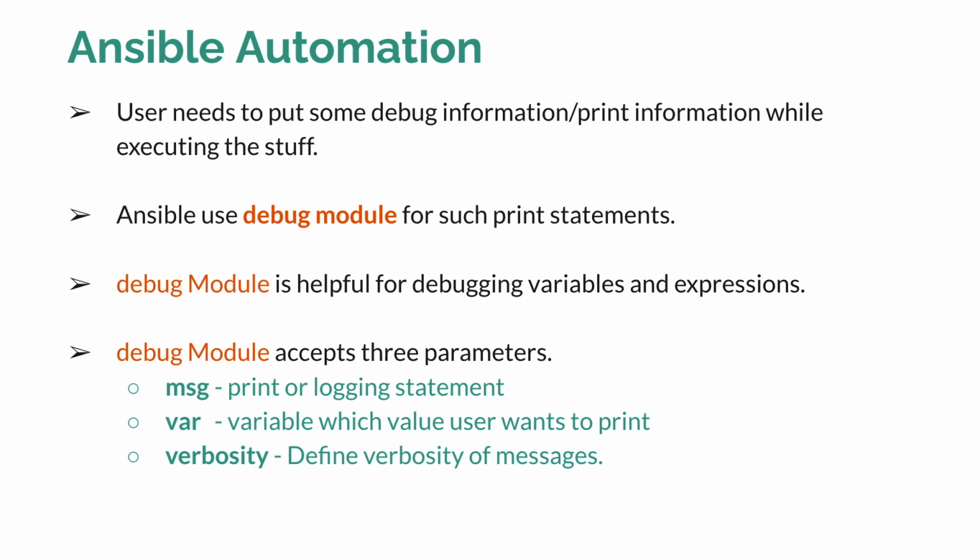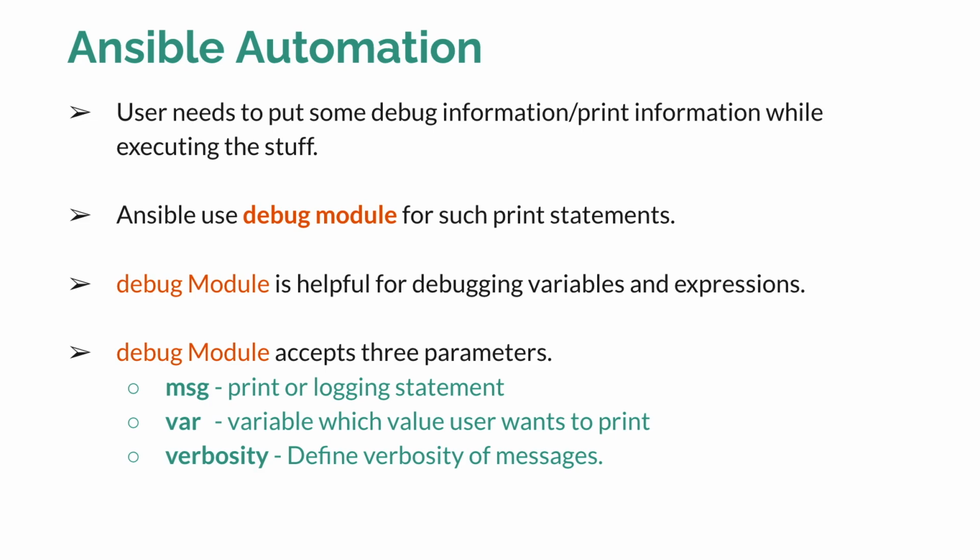In previous lectures, we have already seen verbosity, where we provide hyphen v, multiple hyphen v, and in that way we were increasing the verbosity of Ansible. So this verbosity works in that way. You can define the level of verbosity for a particular print statement, and that print statement will only work at that particular verbosity or a higher verbosity.